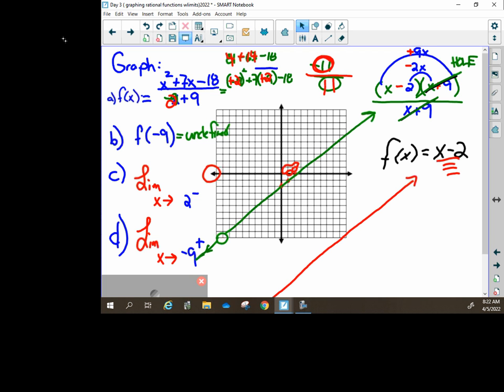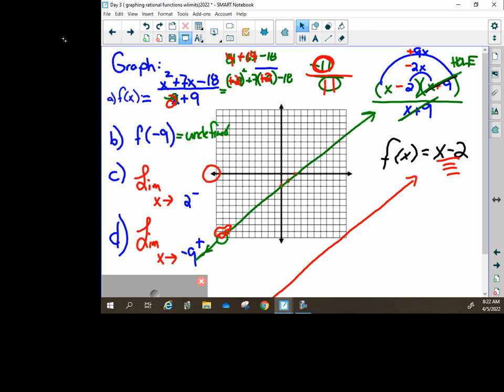Now, how about negative 9 as I come in from the right? So here we go. We're coming down this way, down this way, down this way, and I come in to negative 9. What's the height of the graph as I approach? Not when it equals it. What's the height as I approach negative 9?